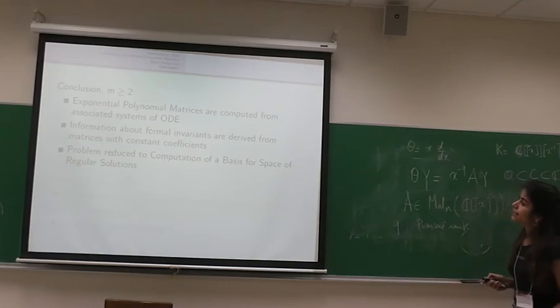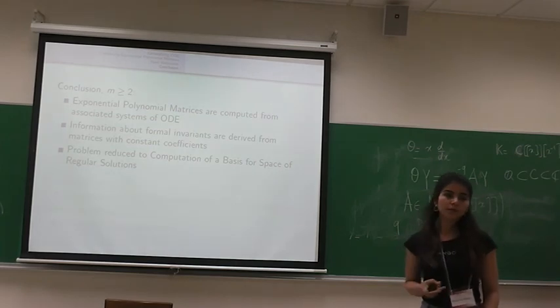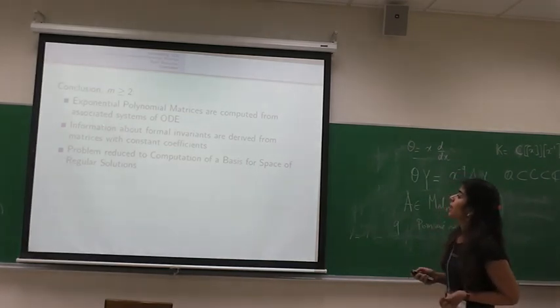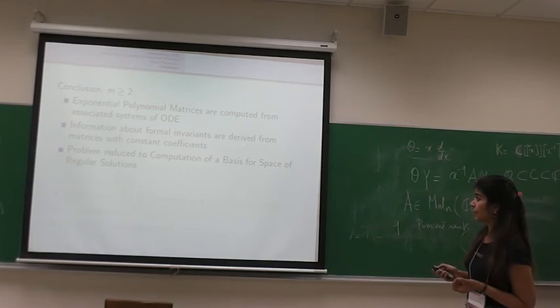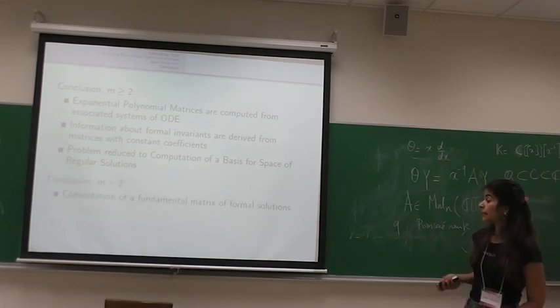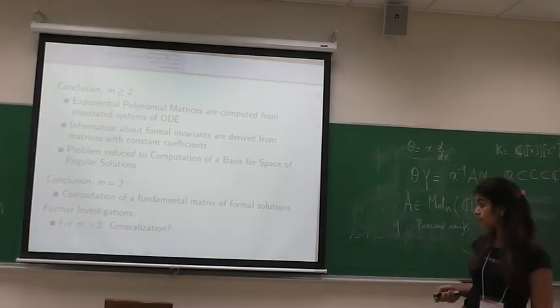And so what we have for now is that for any number of variables, we can compute the exponential polynomial matrices from associated systems of ordinary differential equations. Of course, this reduces the computations from multivariate fields to univariate fields. And we can retrieve information about formal invariants, like the Poincare rank, from the matrices and from the associated systems of ordinary differential equations. The problem is reduced for any number of variables to the computation of a basis for a space of regular solutions. In the case of 2 variables, this third problem is solved, and we can compute a fundamental matrix of formal solutions, as I showed in the example.